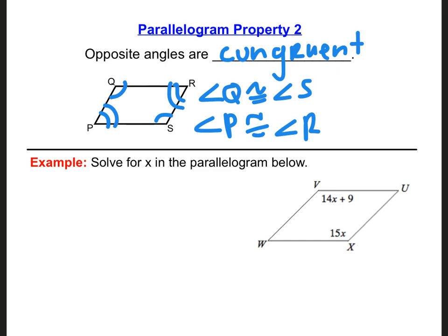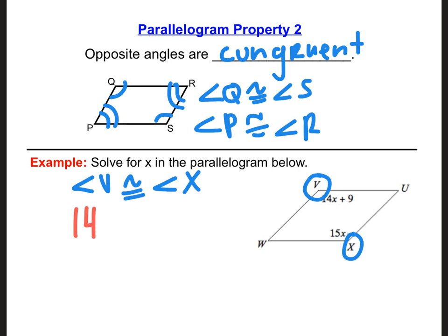This one's a lot like the last one. We're going to go ahead and set our angles across from each other equal to each other. So in my picture, I notice we're given V and we're given X. I know angle V is congruent to angle X. And that means that 14x plus 9 equals 15x.